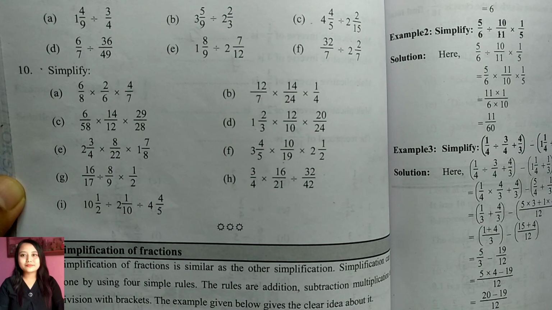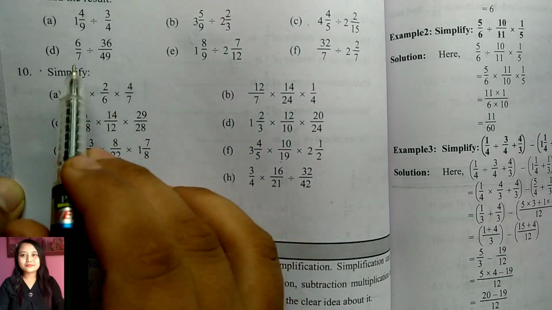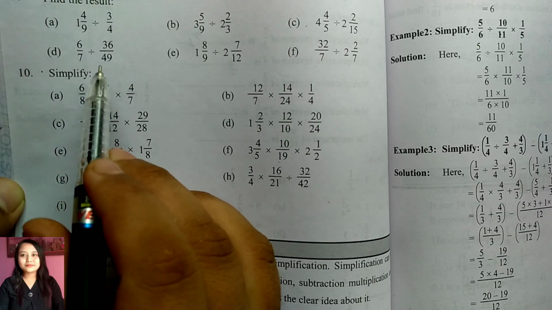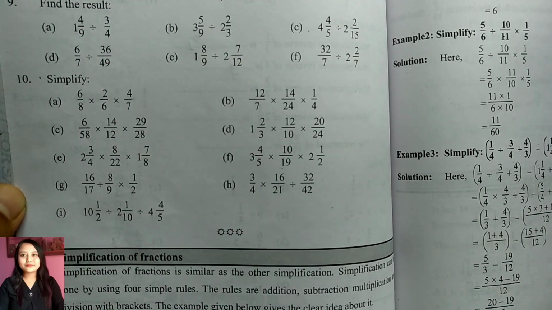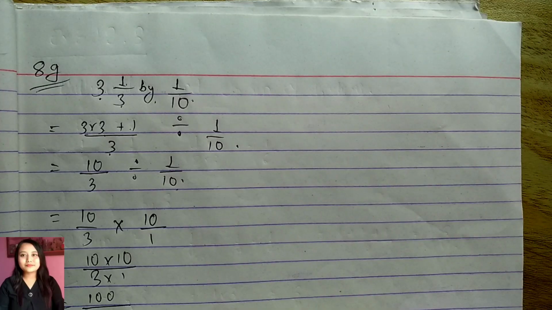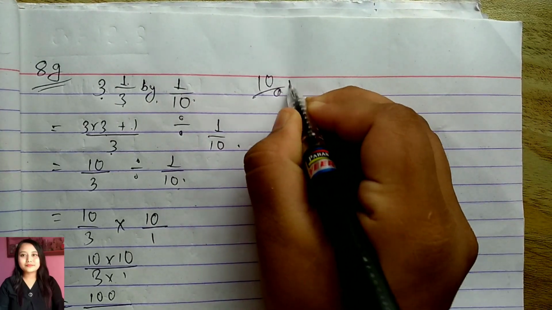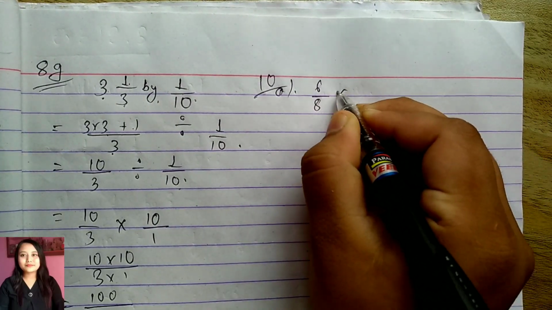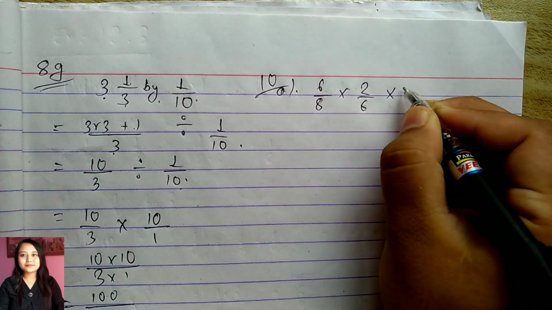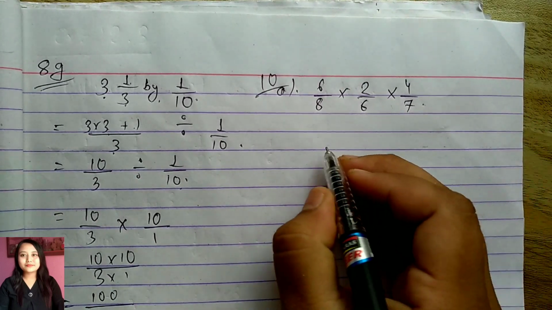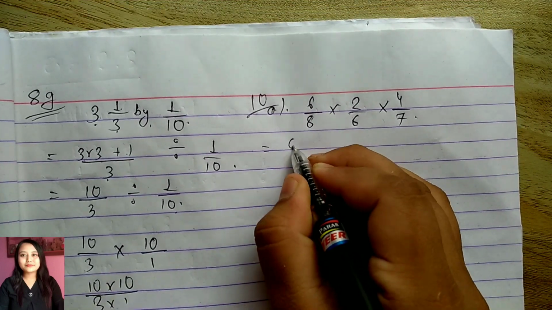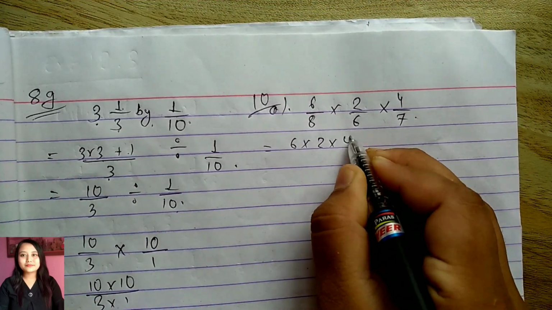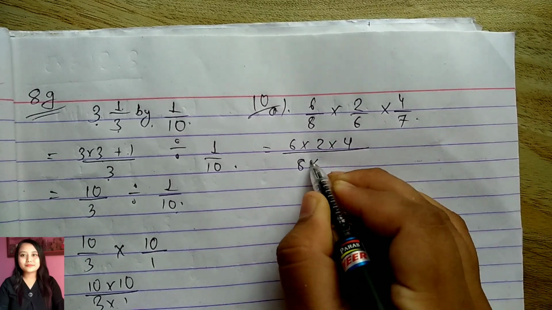Okay, so up to now in question number 9, we have done only 2 fractions, but here 3 fractions are given. So let me do question number 10a. In question number 10a, it's given like 6 by 8 into 2 by 6 into 4 by 7. Now what we can do is simply multiply 6 into 2 into 4 upon 8 into 6 into 7.